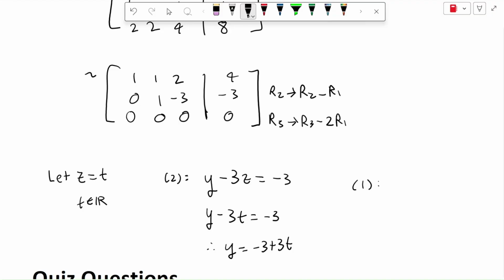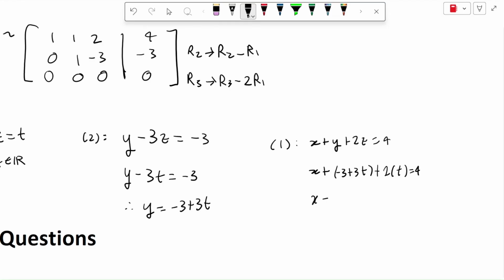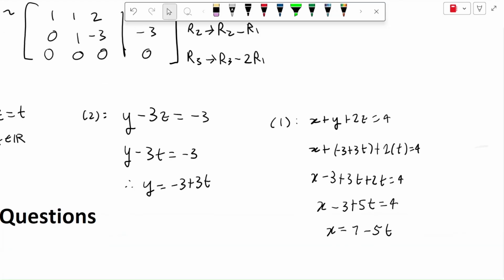Now looking at equation 1, it's x plus y plus 2z equals 4. And we can plug in what each of those things are. So y was minus 3 plus 3t, and that's two lots of, so z was t, and that equals 4. And then we can just deal with this. So x take 3 plus 3t plus 2t equals 4. And so x is, so we're going to bring the 3 over here, or we might do it in 2 steps. x take 3 plus 5t equals 4. So x is 7 take 5t when you rearrange that.